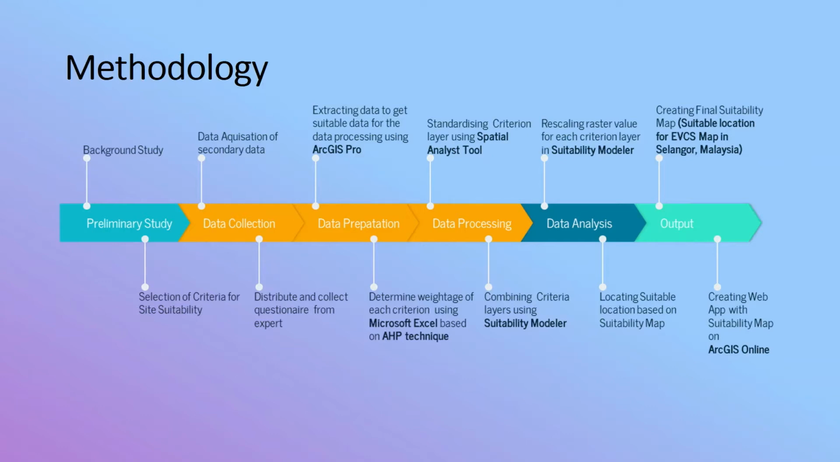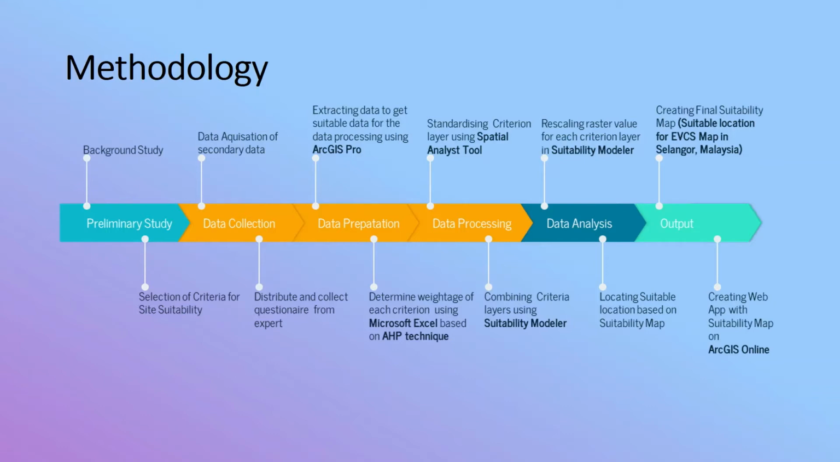On the other hand, we determine the weightage of each criterion using Microsoft Excel based on the AHP technique. For the data processing, we start with standardizing the criterion layers using the spatial analysis tool in ArcGIS Pro and combining the criteria layers using a suitability modeler. For the analysis, we start with rescaling the raster value for each criterion layer in the suitability modeler and locating the suitable location based on the suitability map.